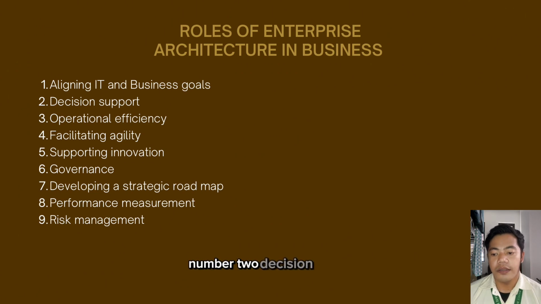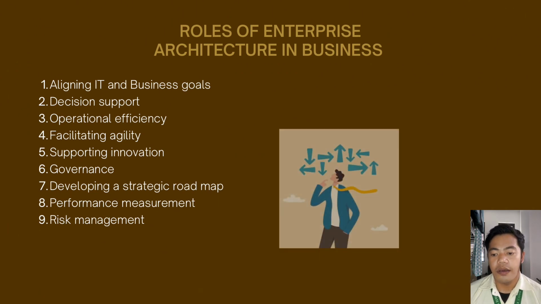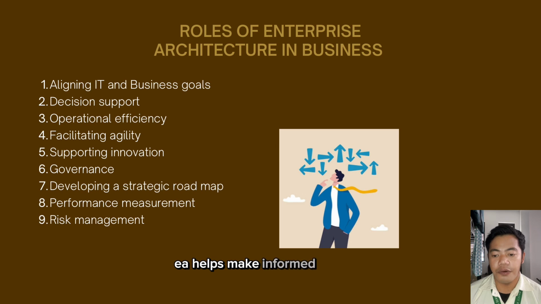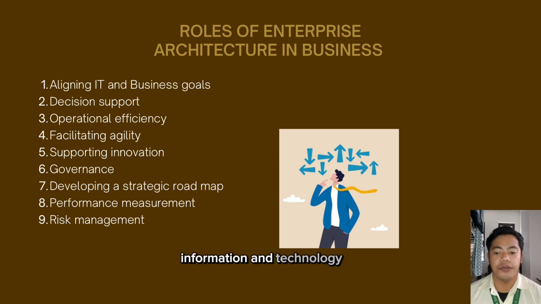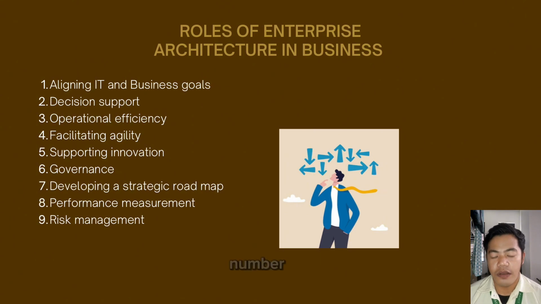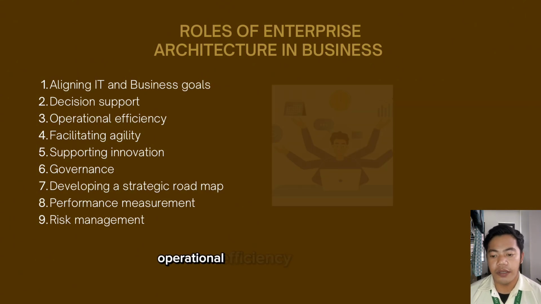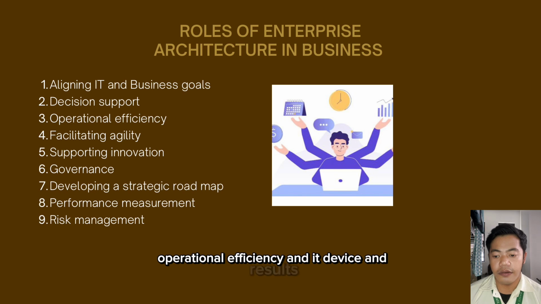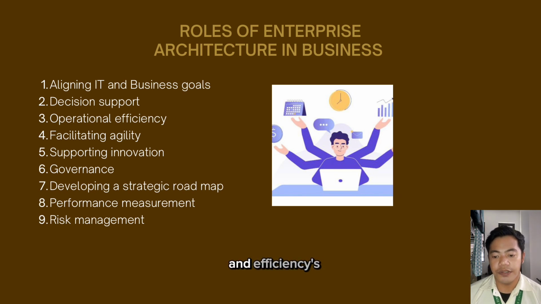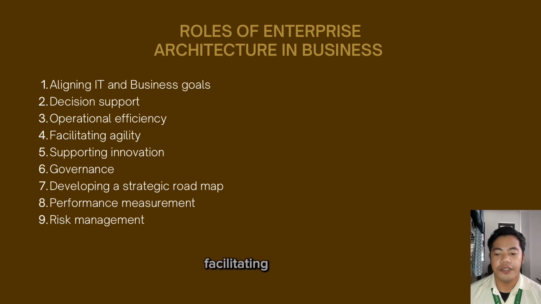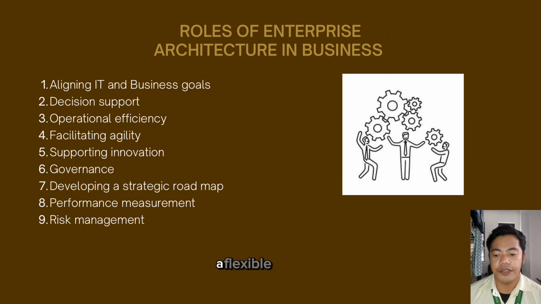Number 2. Decision support. EA helps make informed decisions by showing how business processes, information, and technology are connected. Number 3. Operational efficiency. Identifies and resolves inefficiencies, leading to streamlined operations and cost savings. Number 4. Facilitating agility. Offers a flexible framework for adapting to market and technology changes.